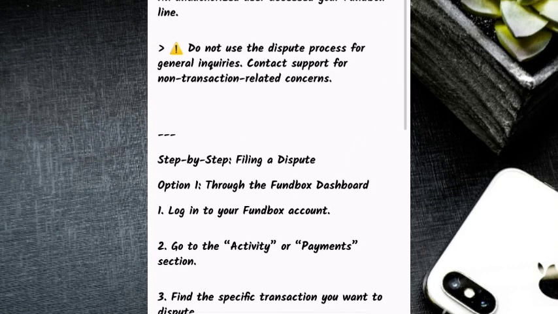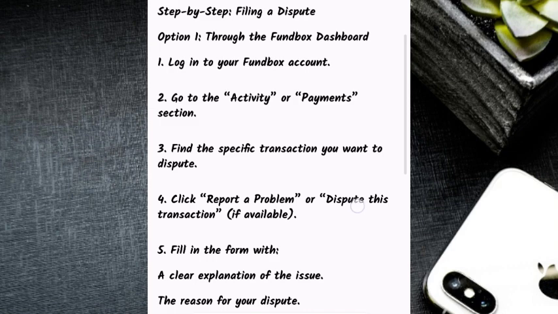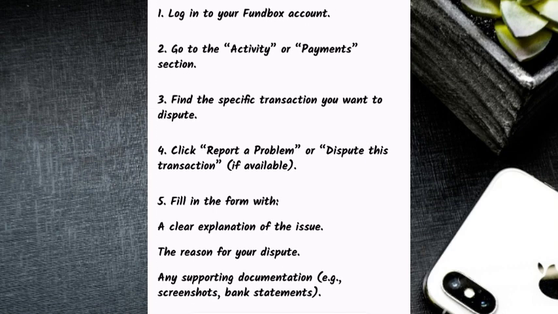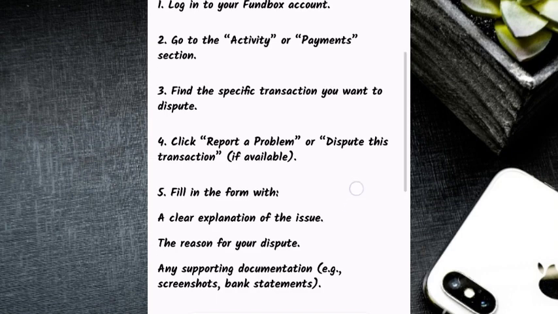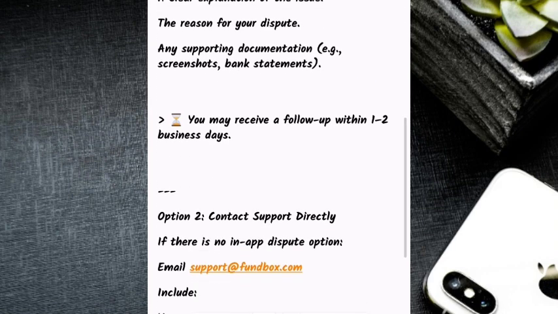Now, here's a step-by-step guide on filing a dispute. The first option is through the Fundbox dashboard. Log into your account and then go to the Activity or Payment section. There you're going to find the specific transaction that you want to dispute. Click Report a Problem or Dispute this transaction. Then you're going to need to fill in the form with a clear explanation of the issue, the reason for your dispute, and provide any supporting documentation, for example, screenshots or bank statements. Now, you may receive a follow-up within 1 to 2 business days.